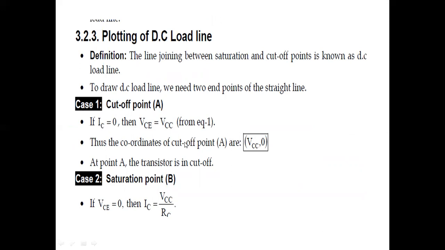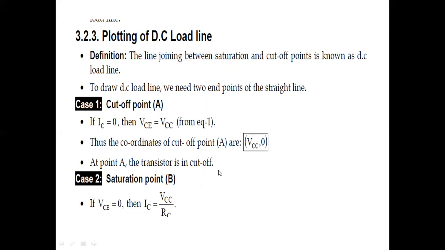Why? Because on the x-axis, we are going to take the values of VCE. So for a given point on the graph, we take the coordinates x, comma y. X is represented as the VCE value, here VCC, comma, and the y value is represented as IC. Here, IC is taken as 0. On the x-axis, the y value will be 0, that is, the IC value will be 0. And therefore, point A represents VCC, comma 0. At point A, the transistor is in cutoff mode.